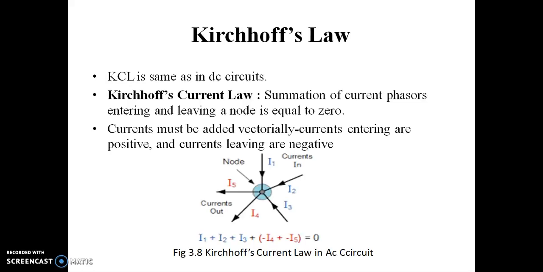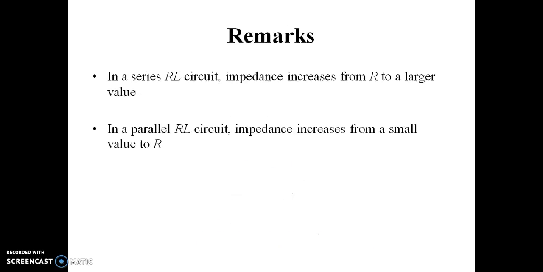Kirchhoff's current law is the same as in DC circuits. Kirchhoff's current law for AC circuit states that the summation of current phasors entering and leaving a node is equal to 0. Current must be added vectorially. Currents entering are positive and currents leaving are negative. From figure 3.8 we can observe that the currents I1, I2 and I3 are moving towards the node, whereas currents I4 and I5 are leaving the node. So currents I1, I2 and I3 are treated as positive and currents I4 and I5 are treated as negative. The sum of all these five currents is found to be 0.